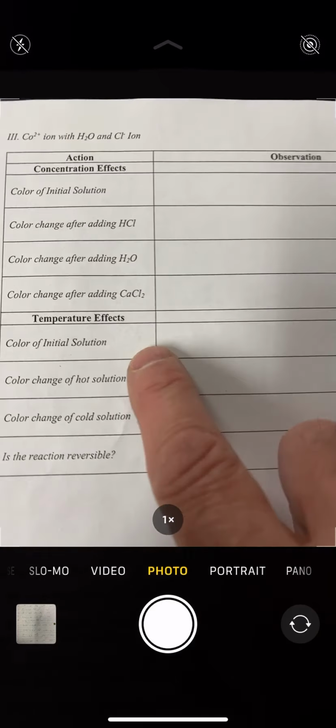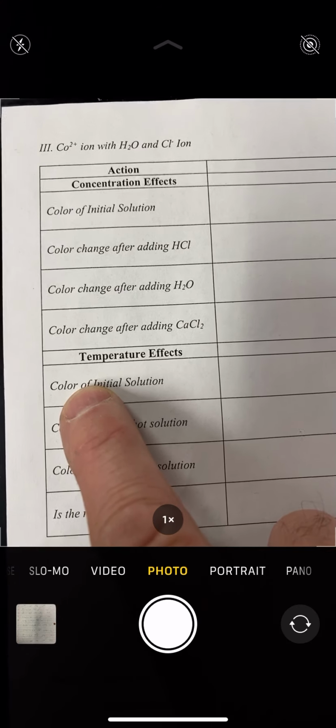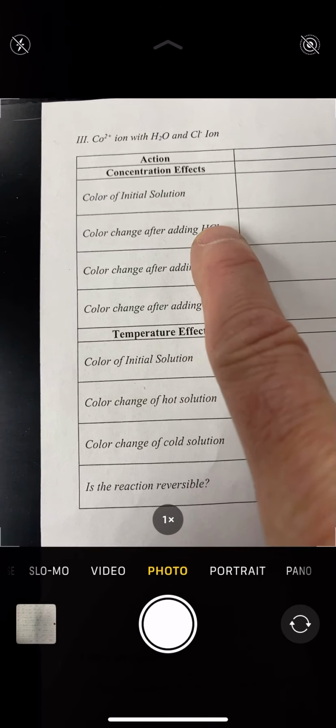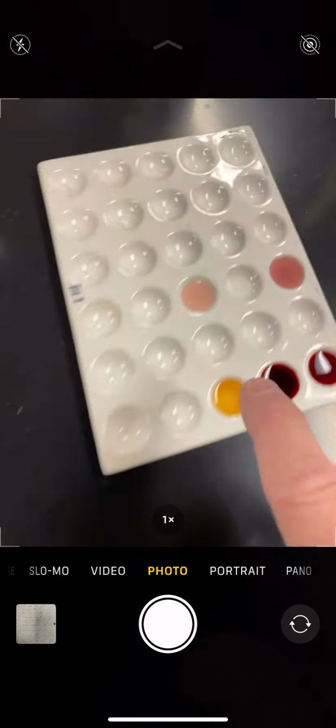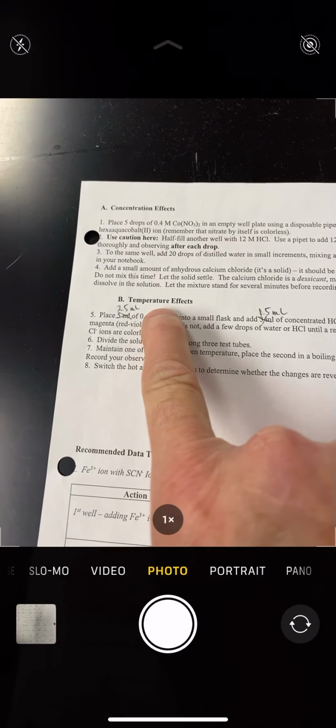And in your data table, if I can find the right page, it's on the back. So this is the adding HCl, water, and then calcium chloride. That was this result. Now we're doing the very last part of the lab, which is temperature effects.